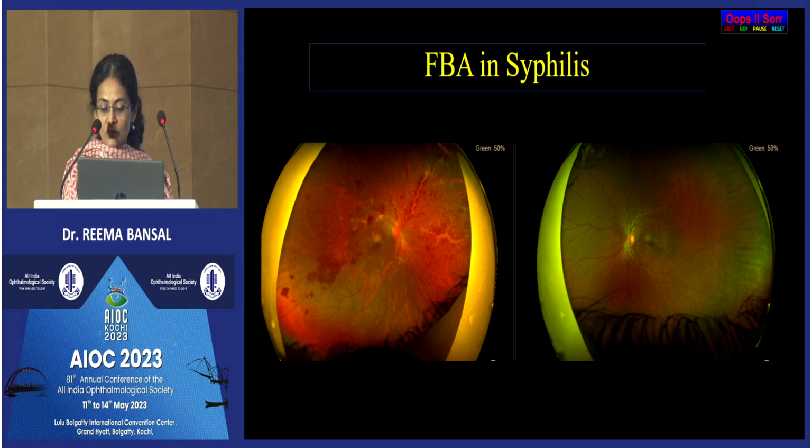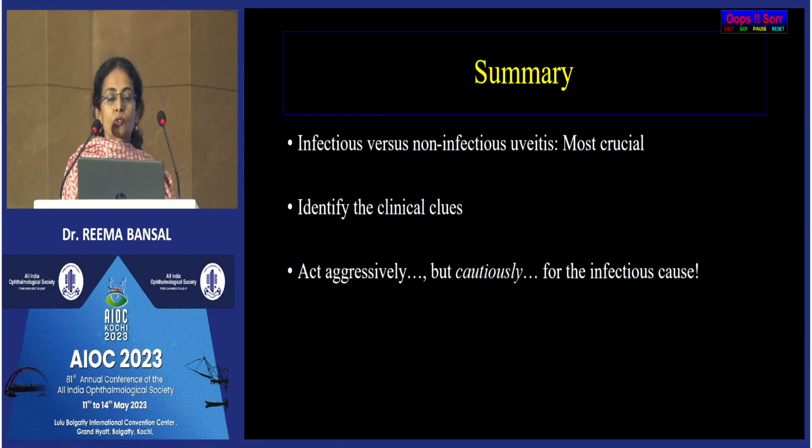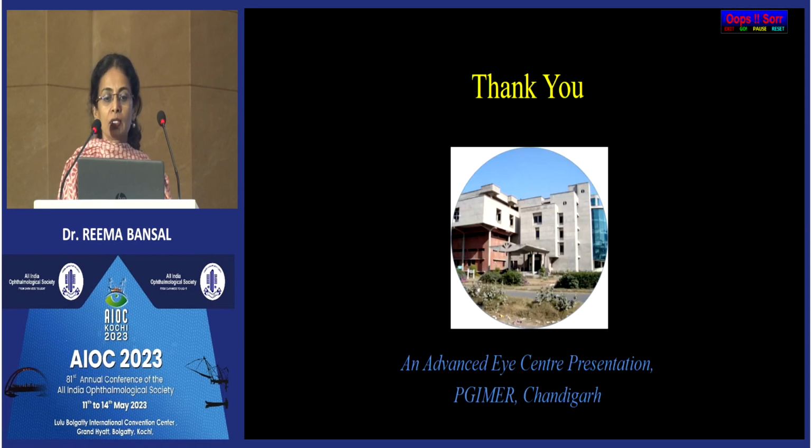This similar looking young male presented with frosted branch vasculitis. When we investigated him and took his history, he turned out to be syphilis positive. So to summarize, infectious versus non-infectious uveitis: the clinical clues are most crucial, followed by clinical examination and then history. Identify the clinical clues, pick them up in your clinic itself, and then work up the patient. We need to act aggressively but cautiously for the infectious cause, because if we are in a hurry and diagnose a non-infectious cause, we end up giving steroids, which may be a major blunder for an infectious cause. Thank you very much.